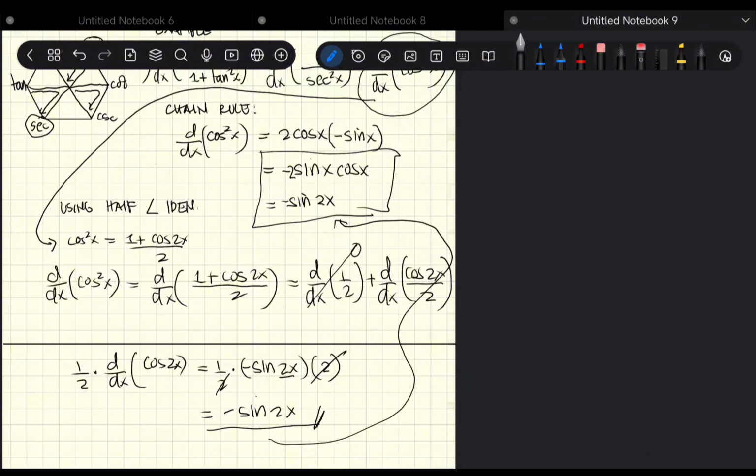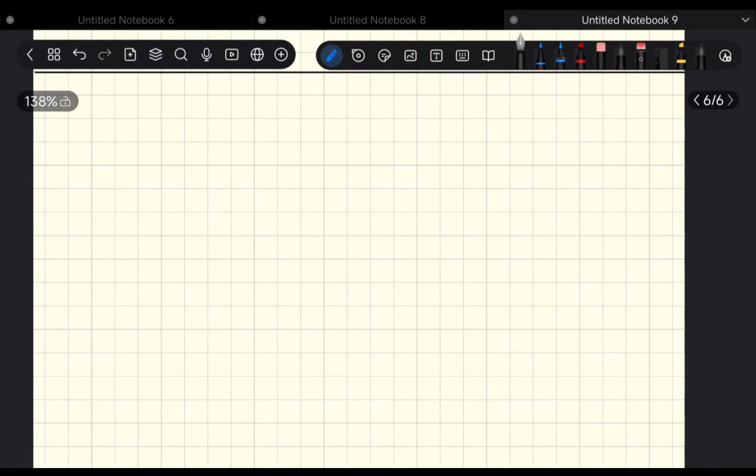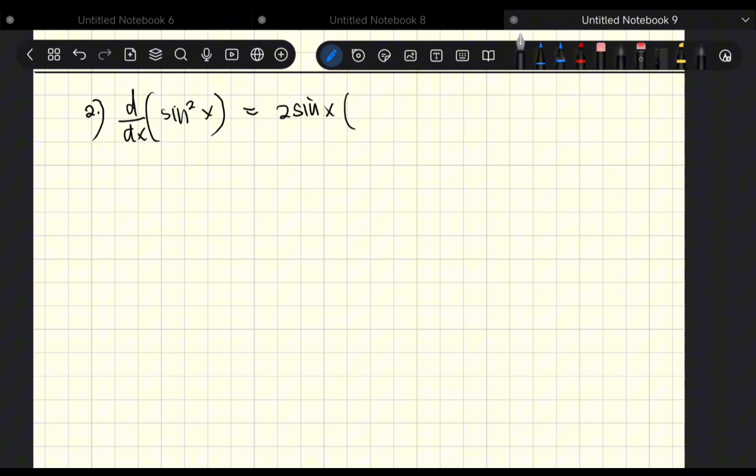That is example number 2. The derivative of sine squared x is equal to, we can use chain rule directly, so that is 2 sine x, and the derivative of sine x is what? Cosine x. So that is also sine 2x.